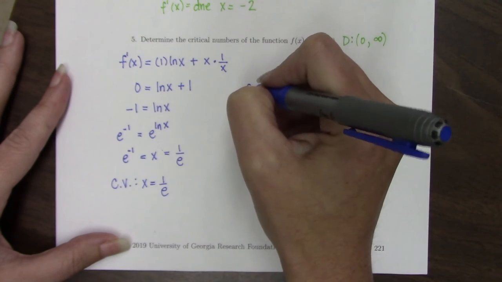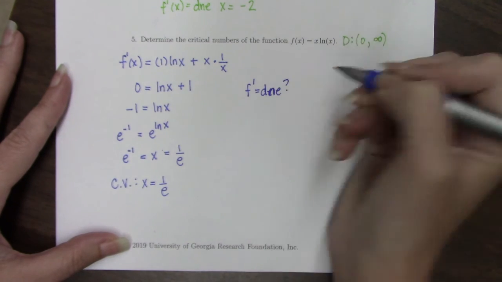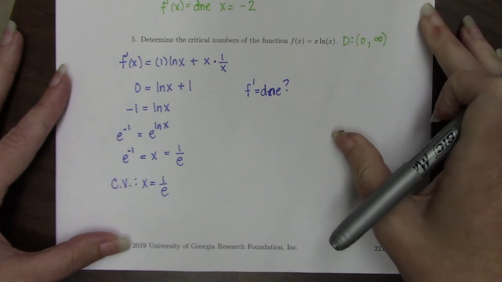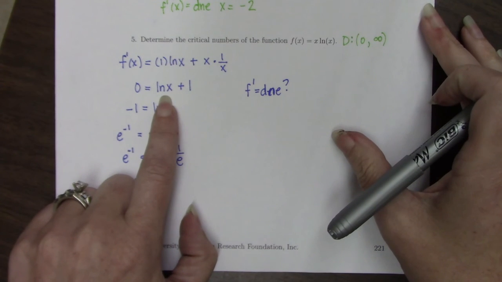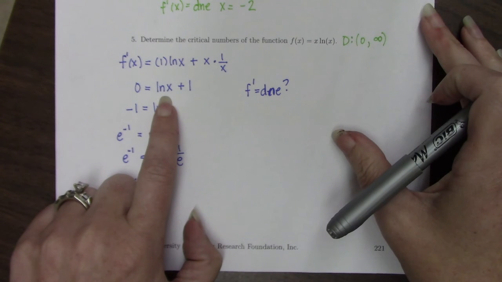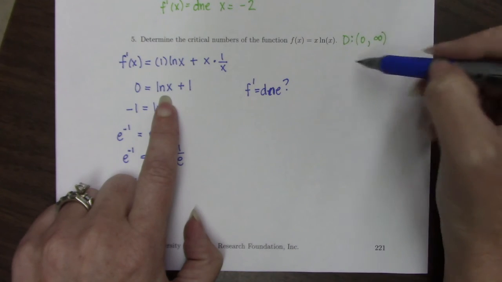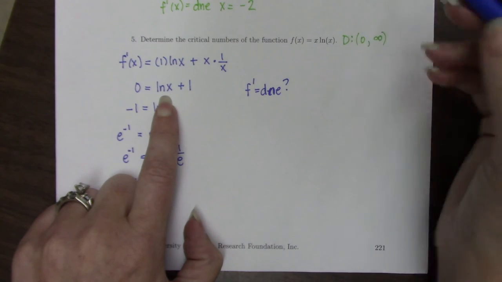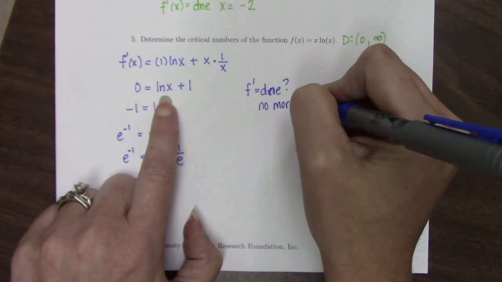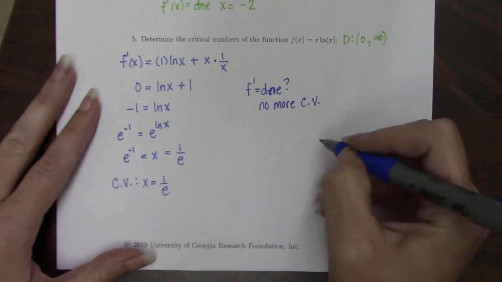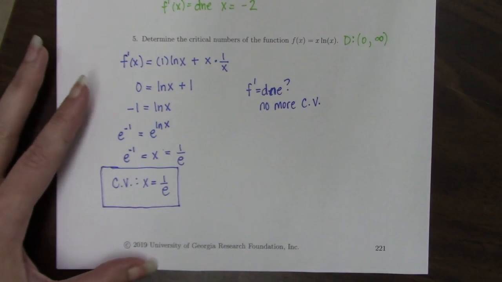I also need to check where the derivative might not exist. So if I go back and I look at this function, well, the only values of x that wouldn't work in this equation are values that are negative or 0. But if we look at the domain of the original function, it didn't take anything that was negative or 0. So there are no more critical values. So this is our only critical value.